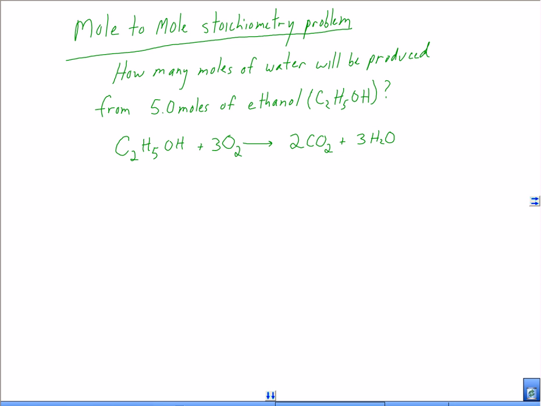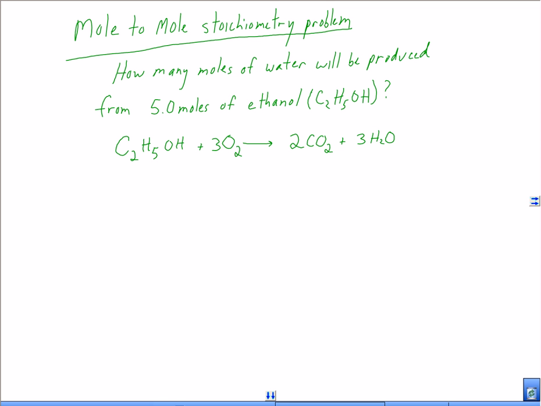Alright, so we're going to do our first stoichiometry problem, and that is going to be the simplest of any stoichiometry problem, and that's called a mole-to-mole stoichiometry problem, because we're really only going to need the mole ratios from the balanced equation to get our answer. It doesn't involve mass or grams here, it just involves looking at moles. So let's take a look.